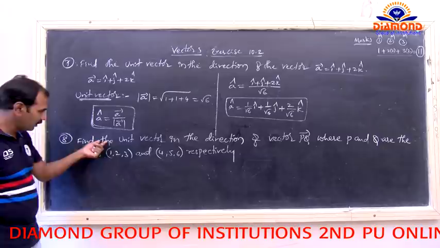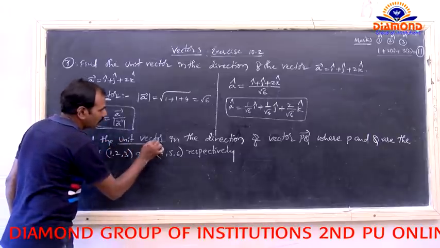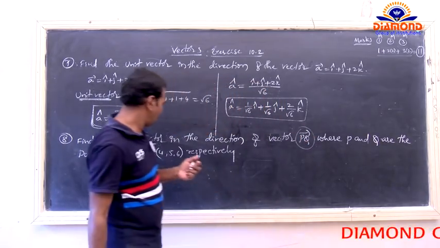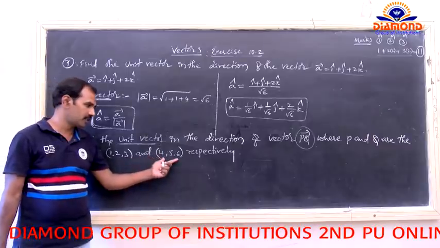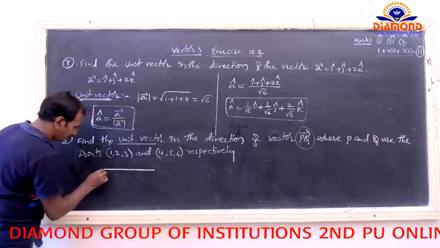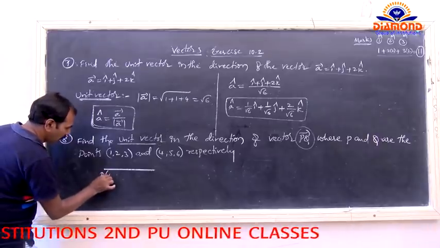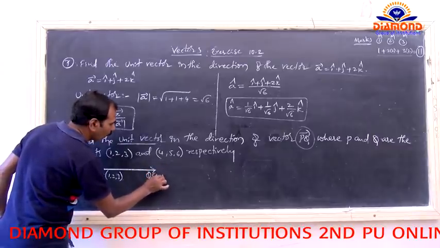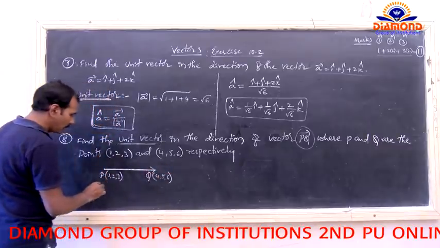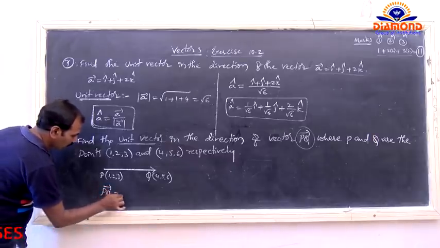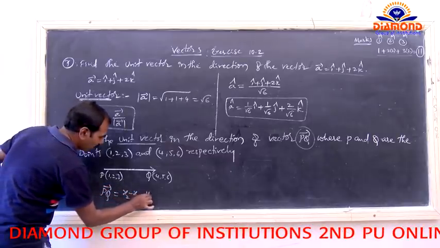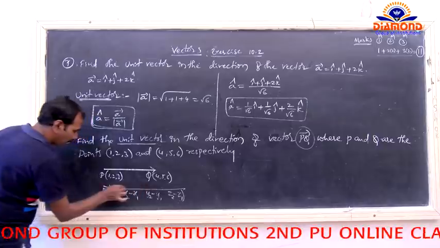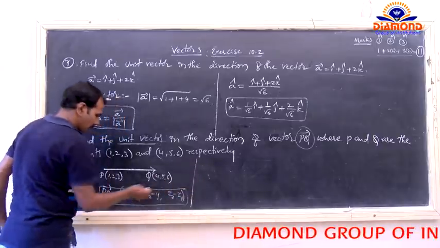Next, same way, find the unit vector. This is one more question: the direction of the vector PQ. So PQ means initial point is this one, terminal point is this one. This is P: 1, 2, 3. And Q, the terminal point: 4, 5, 6. So PQ vector equal to the formula x2 minus x1, y2 minus y1 and z2 minus z1. Apply this formula, you get the vector.